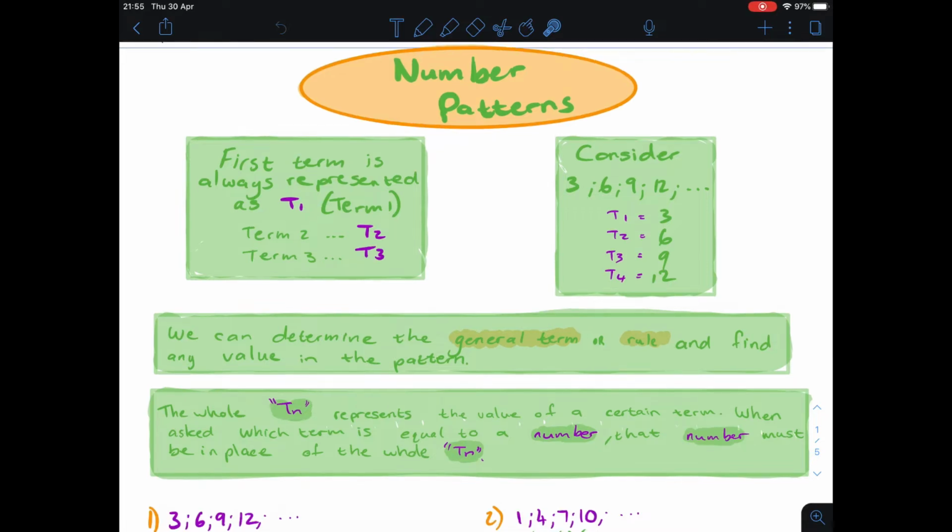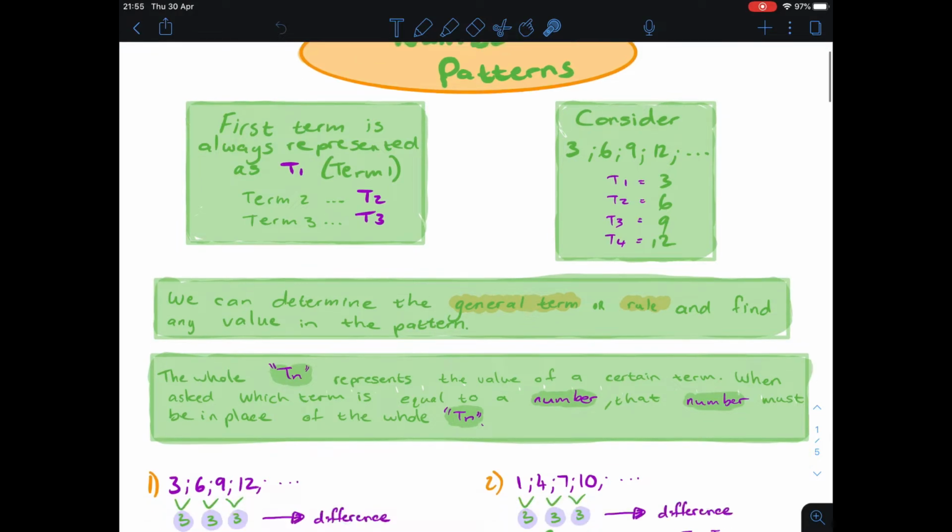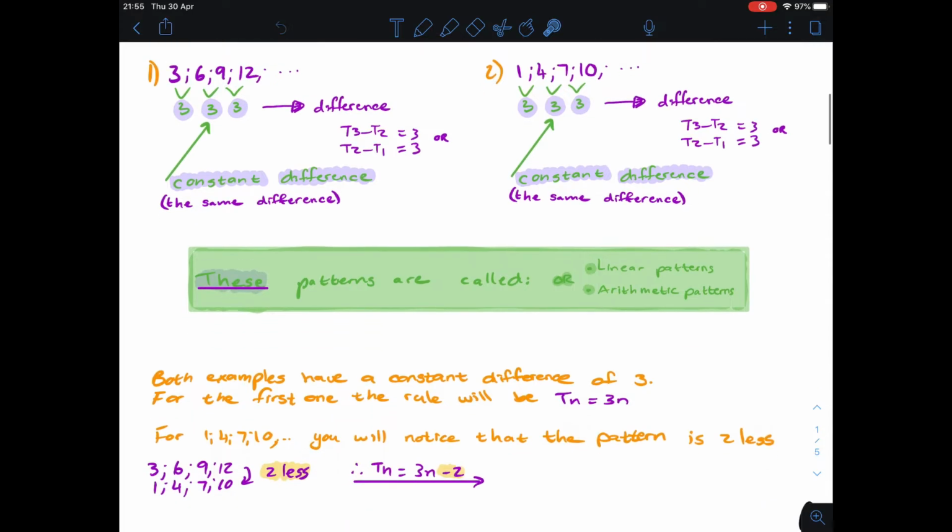Okay, so the next part, the whole Tn represents the value of a certain term. When asked which term is equal to a number, that number must be in place of the whole Tn. This means that if I'm going to say that a certain term number is equal to, say, something like 700, the whole 700 is replacing the Tn. It's not just replacing the T, it's not just replacing the N, it is replacing the whole Tn. So we are going to use these 4 little blocks to just remind us and help us out when we answer questions. So let's have a look at 2 examples.